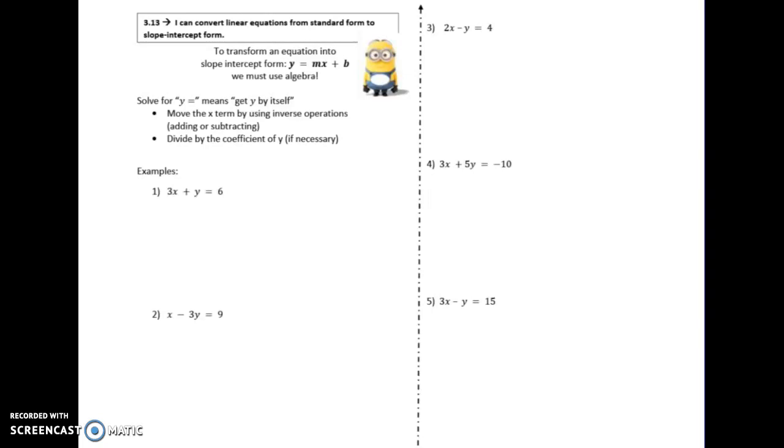Guys, we're going to do our lesson 3.13, is kind of how I organize it in your notebook. It is converting linear equations from standard form to slope-intercept form. I'm pretty sure I put a little clip in there about standard form in the web quest, or whatever we called that thing yesterday, the video quiz.